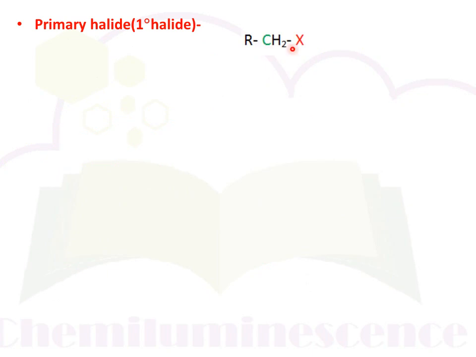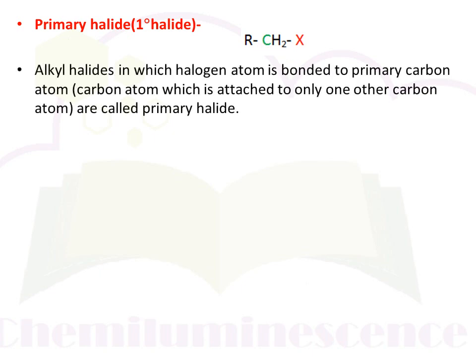Here you can see that this halogen atom is attached to that carbon which is a primary carbon, and primary carbon is nothing but the carbon which is bonded to one other carbon atom. This R group represents an alkyl group, that is a hydrocarbon group. So this carbon is bonded to one carbon atom, that's why this green carbon is a primary carbon. And if the halogen is attached to a primary carbon, this is an example of primary halide. This is the definition of primary halide.